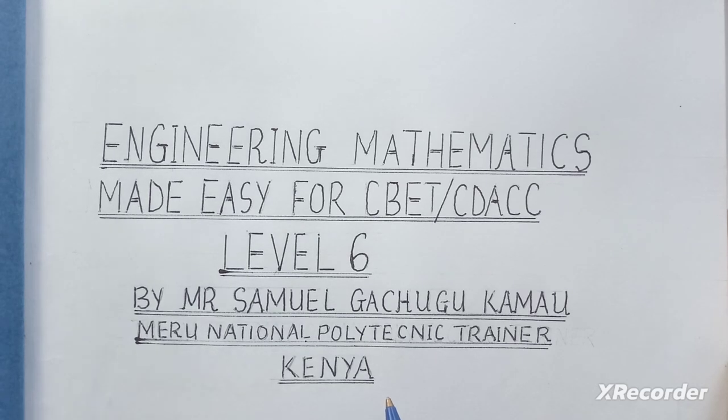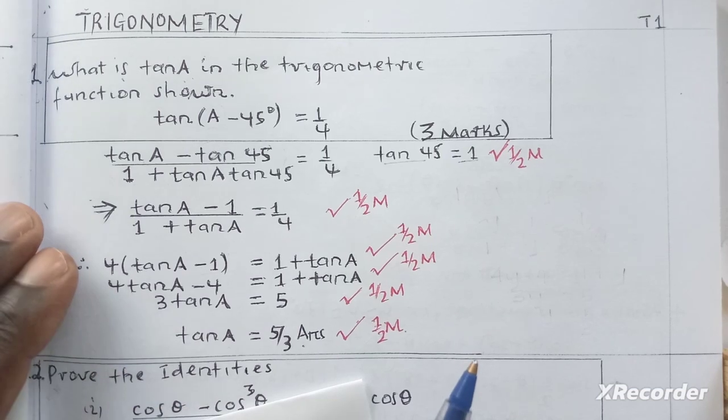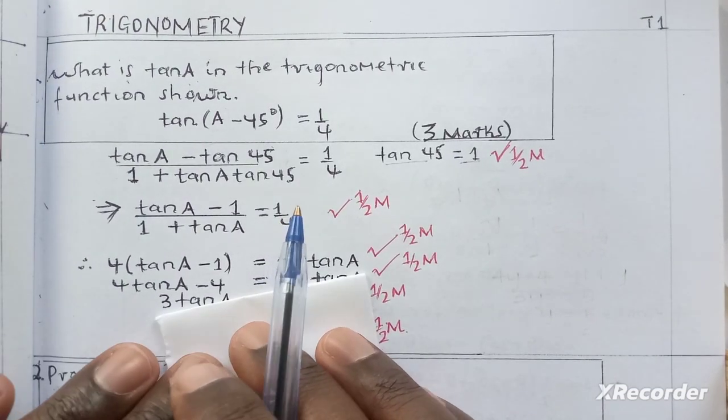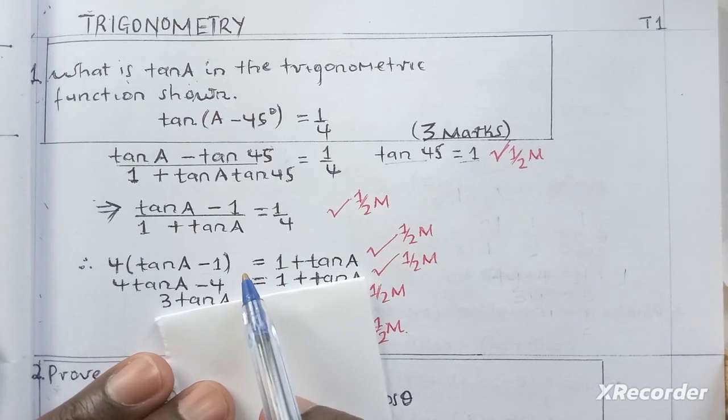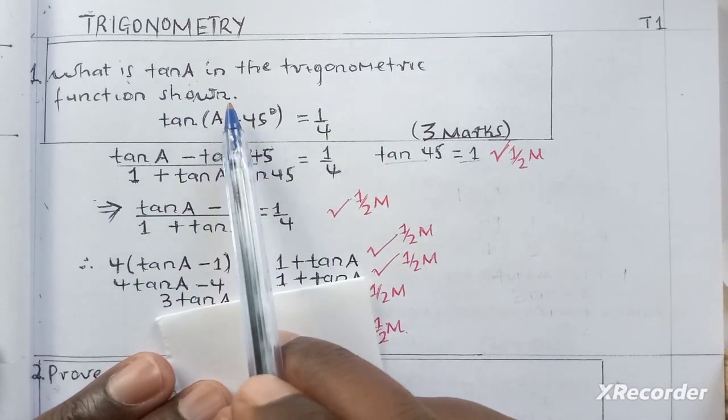We continue with trigonometry. From where we left, we are in question number 1. All the others we were doing were examples. So now we start with the first question. What is tan A in the trigonometric function shown?